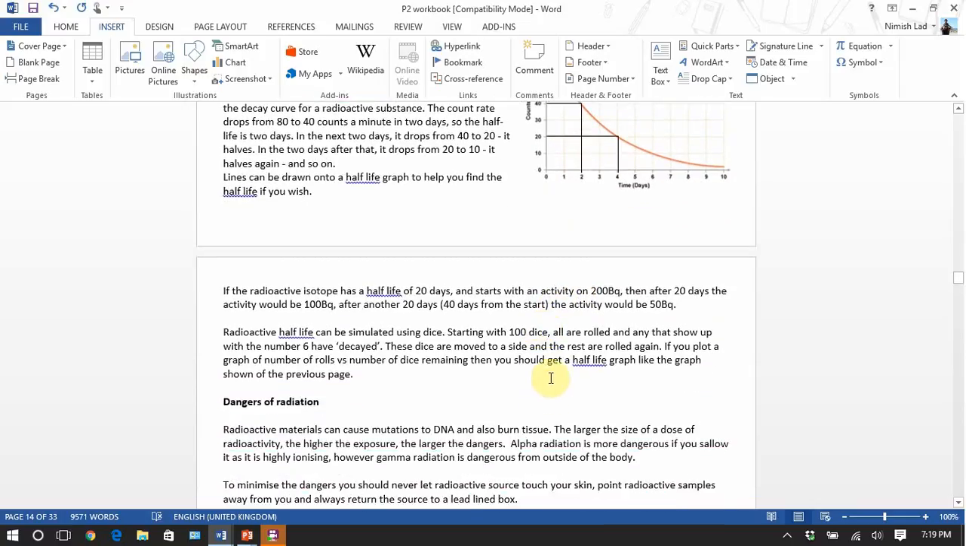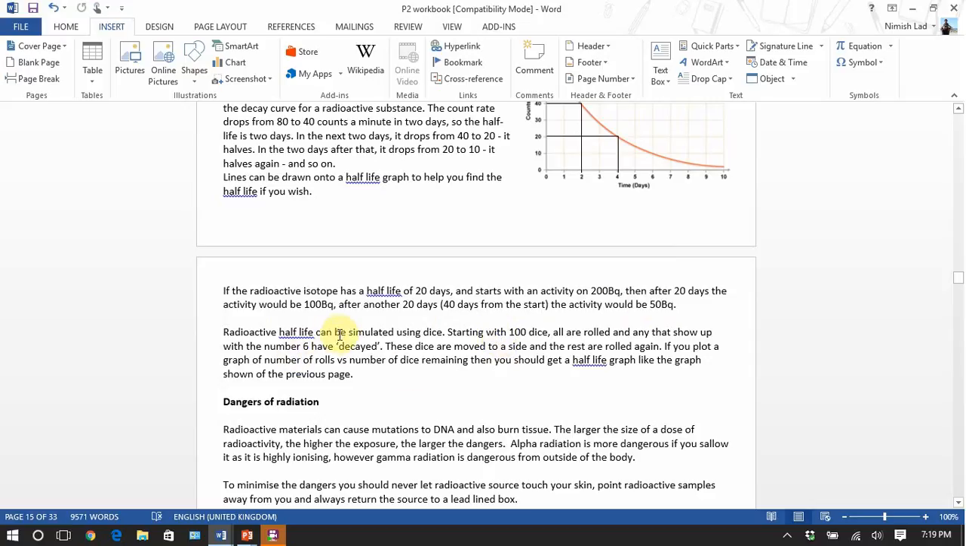They could do it in grams. They could just ask it in words. So I'll put it over here in words. It just says if a radioactive isotope has a half-life of 20 days and starts with an activity of 200, after 20 days it will be 100. After another 20 days, so that's 40 days from the start, it will be down to 50. Therefore, after 60 days from the start, or another 20 days, it will be down to 25.